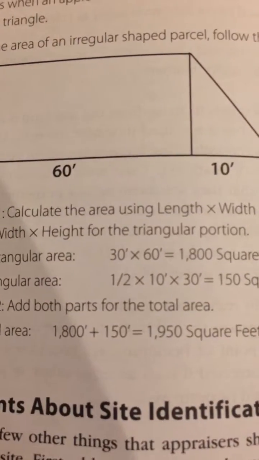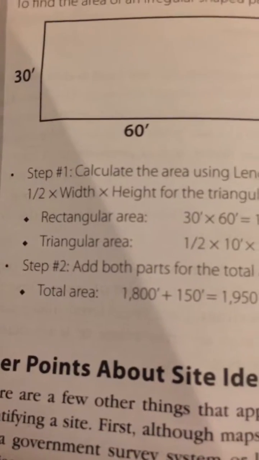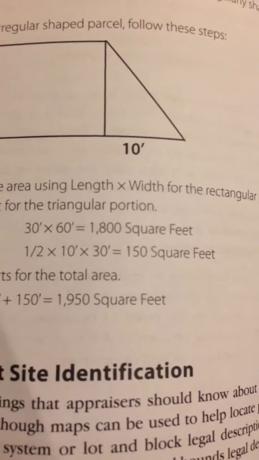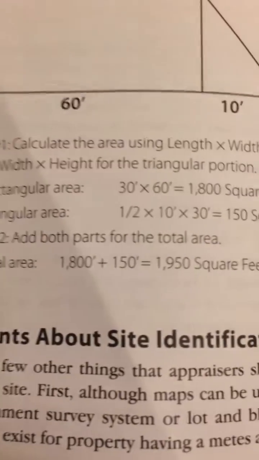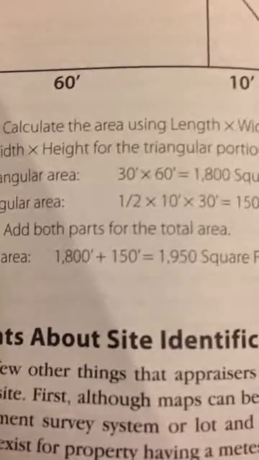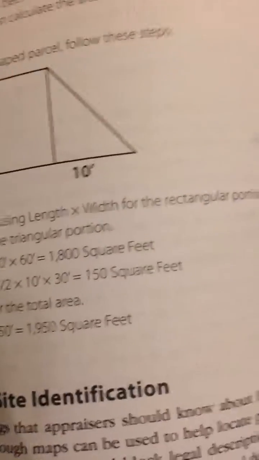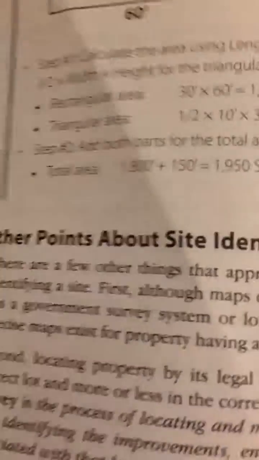Rectangular area, 30 feet by 60 feet equals 1,800 square feet. Triangular area, half times 10 feet times 30 feet equals 150 square feet. Step 2: Add both parts for the total area. Total area, 1,800 square feet plus 150 square feet equals 1,950 square feet.